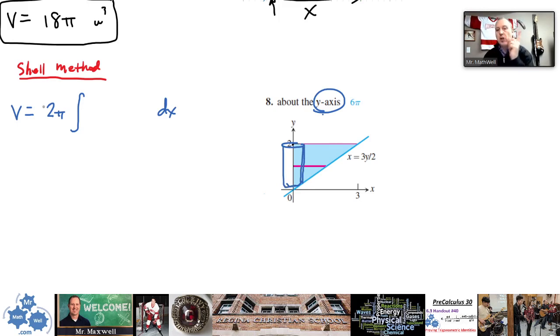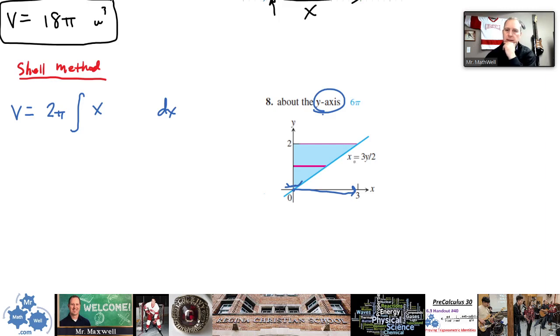Okay, so 2 pi, what's r? Well, r is going to start at 0 and go to 3, the radius, right? 0 and go out, keep going out to 3. So we've got r is x. Let's do the height. For this question right here, the top boundary is y equals 2. And the bottom boundary is, oh, they've got x equals.